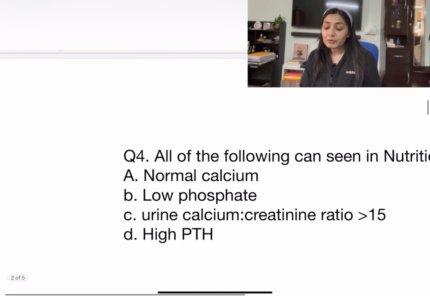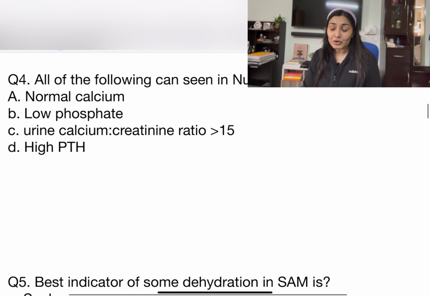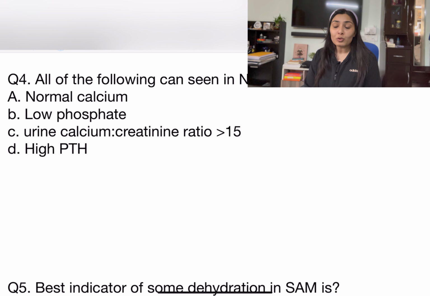All of the following could be seen in nutritional rickets except normal calcium, low phosphate, urine calcium to creatinine ratio of more than 15, and high PTH levels, right?